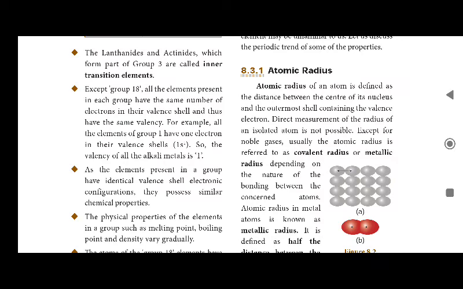Except group 18, all the elements present in each group have the same number of electrons in their valence shell and thus have the same valency. For example, all the elements of group 1 have 1 electron in the valence shell. What do you mean by valence shell? Last shell. How many valence electrons? 1. So the valency of alkali metals is 1.